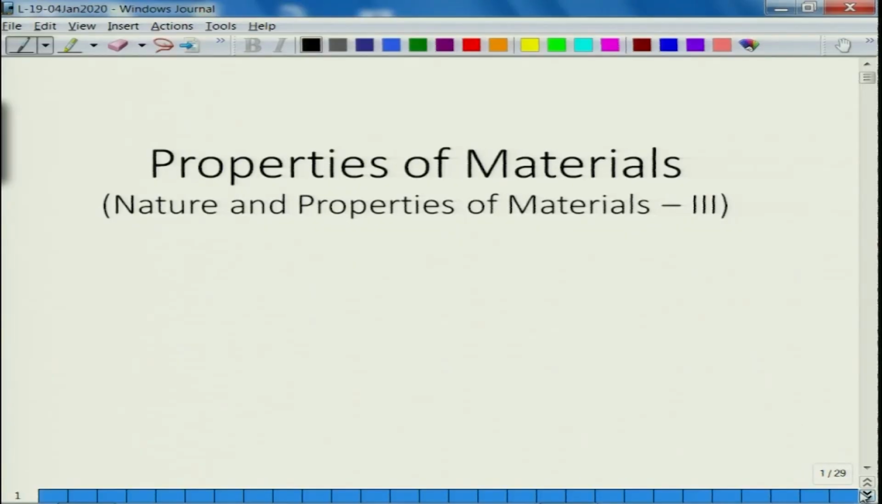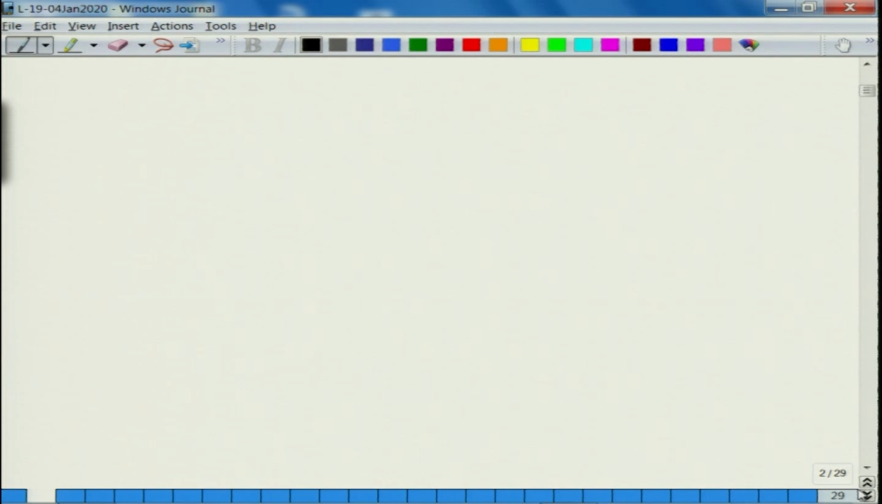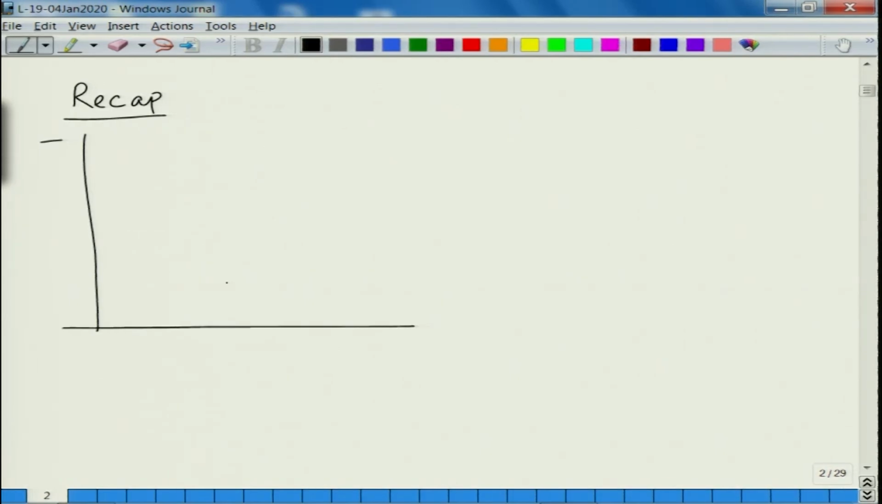So, welcome to the new lecture of this course again, properties of materials. So, let us just briefly see what we did in the last class. If we do a brief recap, we saw in the last class the stress strain curve, and we saw what happens. So, basically we have been talking about it for a few lectures, and basically this is the engineering stress strain curve.